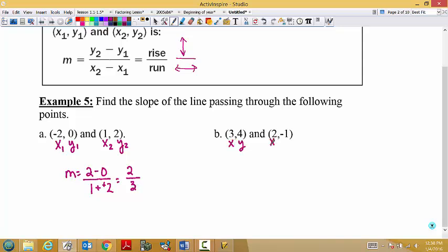Do it again. xy, xy. The first point gets 1s. The second point gets 2s. So it's y2, negative 1, minus y1, 4, over x2, 2, minus x1, 3. So that's negative 5 over 2 take away 3 is negative 1. Two negatives make a positive.